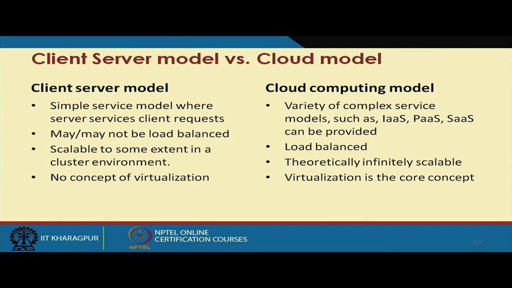In a client server model, we have simple service models where the server serves the client's request. In a cloud, a variety of complex service models like IaaS, PaaS and SaaS can be provided. In client server, for every service I should have a server program where the client connects, whereas in a cloud we have different types of XaaS service models. The client server may or may not be load balanced, whereas clouds are usually load balanced, which is one of the major aspects we want.